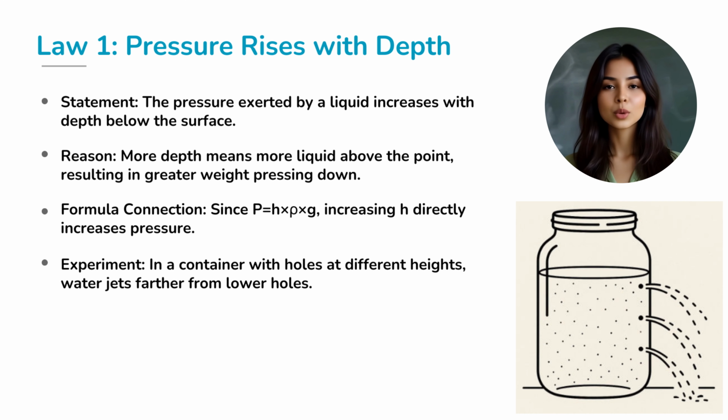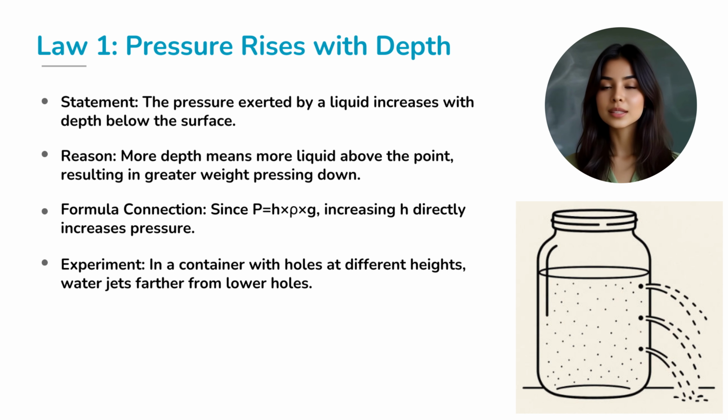Let's begin with the most intuitive law of liquid pressure. Law 1 says the pressure exerted by a liquid increases with depth. And that makes perfect sense. The deeper you go, the more liquid is stacked above, adding weight and force. This is why dam walls are thicker at the bottom, because the water at the base pushes with greater force. Mathematically, since P equals H times rho times G, pressure is directly proportional to depth H.